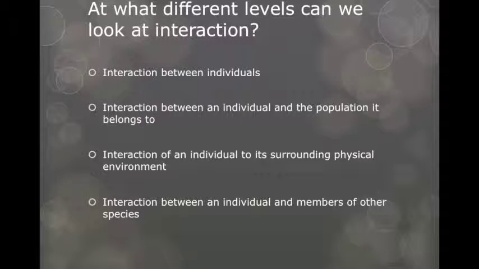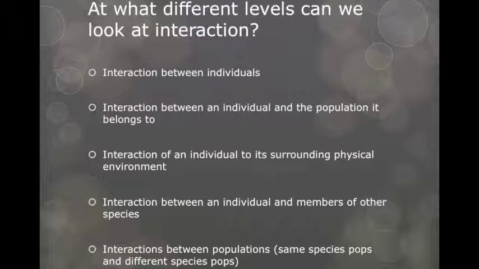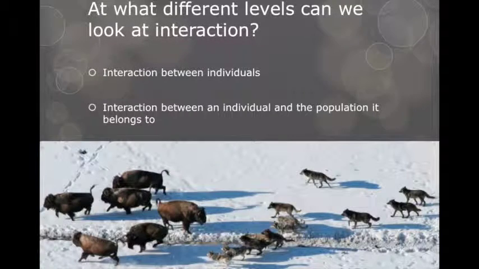We can study interaction between an individual and members of other species. For example, our great gray owl here going after one of its prey species on the snow, a mouse. And we can study interactions between populations, either same species populations or different species populations. For example, we can look at the interactions between a pack of wolves and one of its prey species, the American bison.